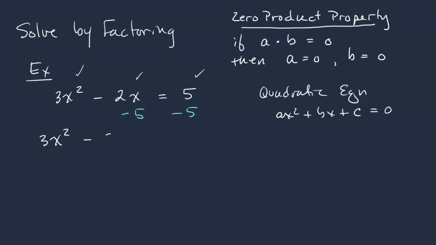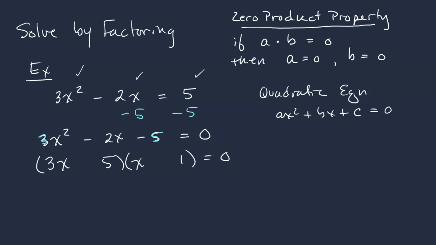3x squared minus 2x minus 5 is equal to 0. And then we can solve it by factoring. If it's factorable, not all of them are, it will factor into two binomials. We're lucky because the leading coefficient is prime and the constant term is prime. And there's only one way that can happen: you have 3x times x to get 3x squared, and you have 5 times 1 to get 5.